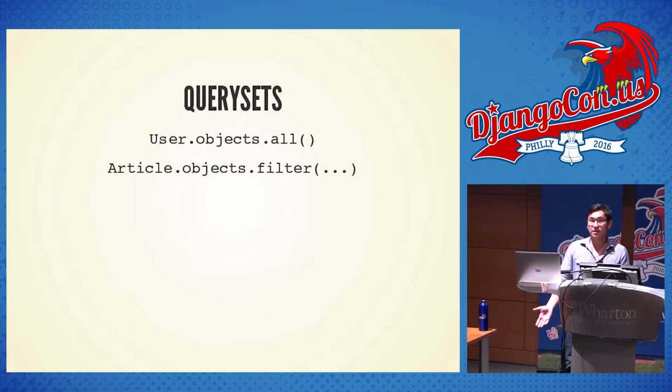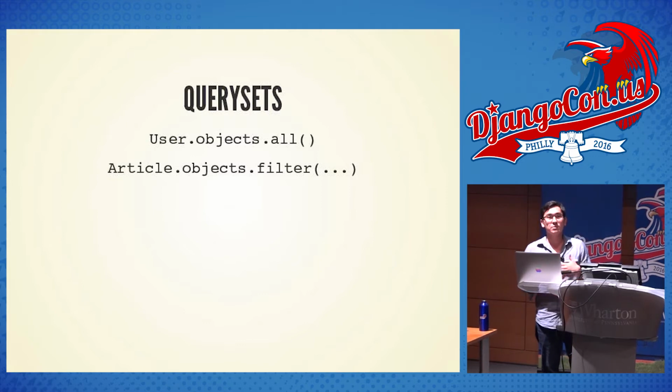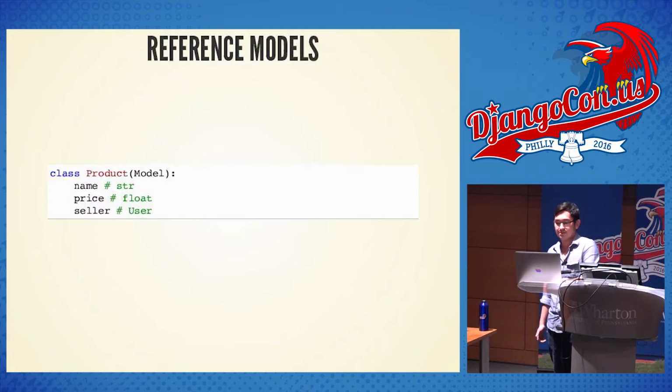Just as a sanity check for everybody, query sets are the things that are returned when you do a model query in Django, right? So every time you say article or user.objects.all or article.objects.filter, you're working with query sets. Later on in the talk, I'm going to run through some examples of lesser known query set behavior, and those revolve around a pretty basic e-commerce app, right?